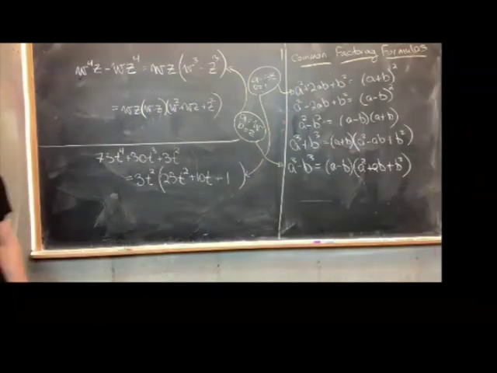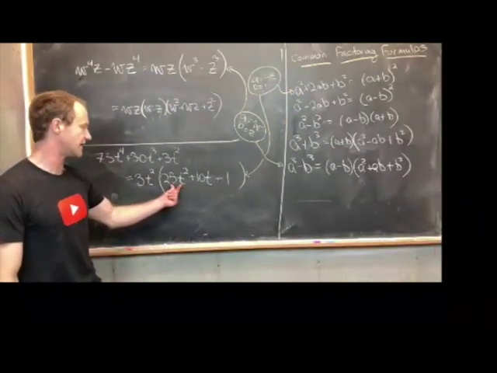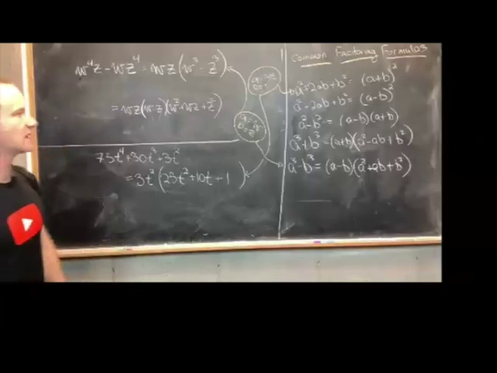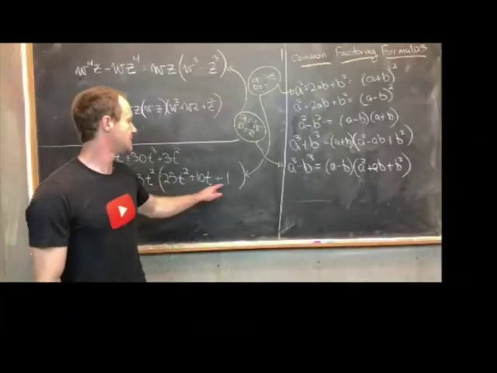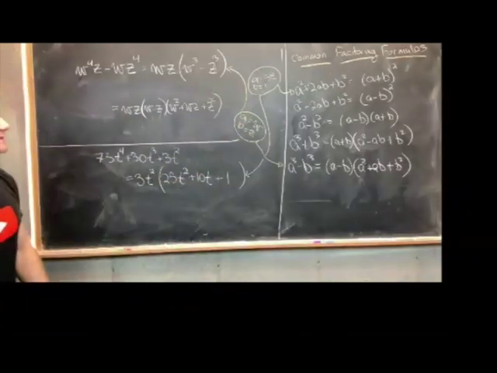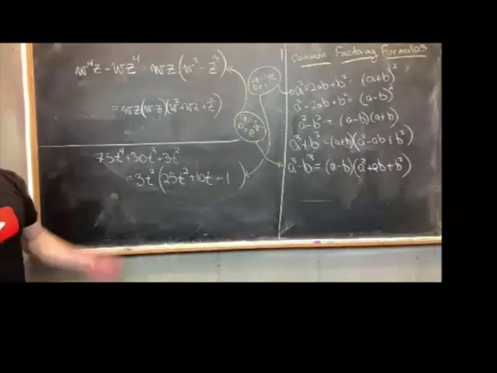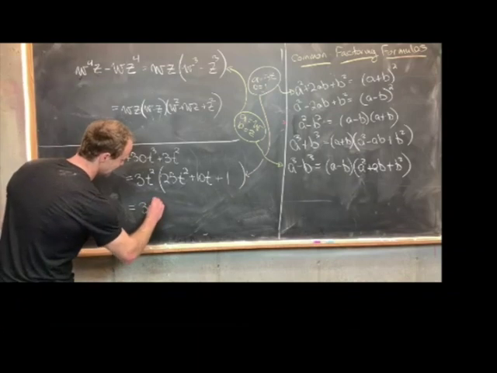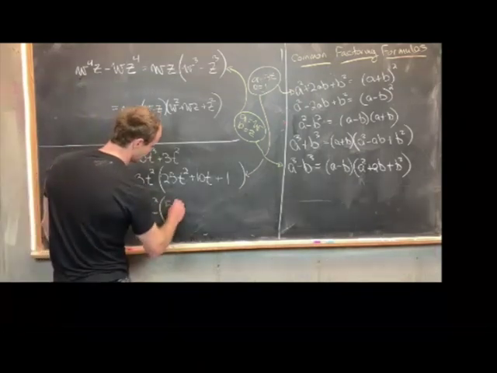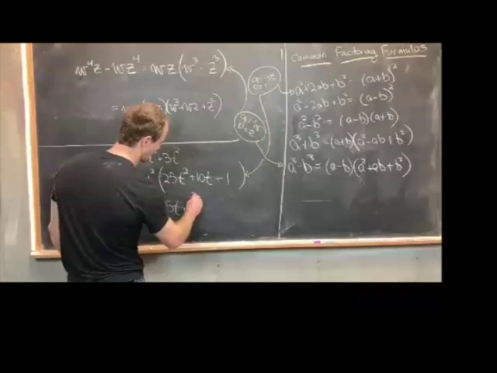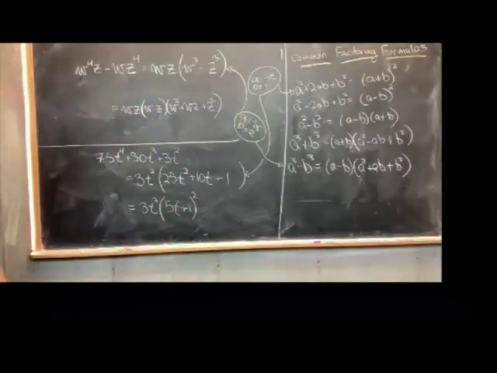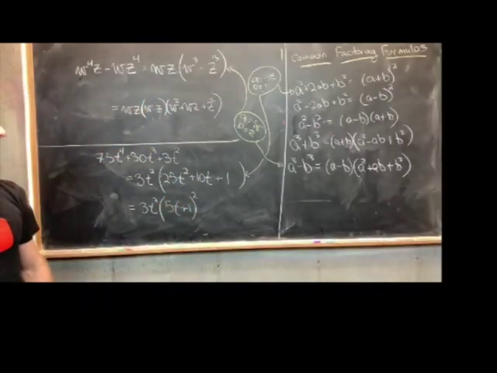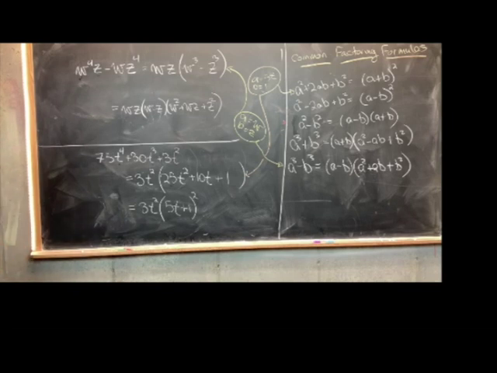And we can check that because if we square 5t, we get 25t squared. If we square 1, we get 1. And then if we do the 2 times 5t times 1, we're going to get 10t. So that works out. So in other words, we can write this as 3t squared and then 5t plus 1, the whole thing squared. So we factored it completely.